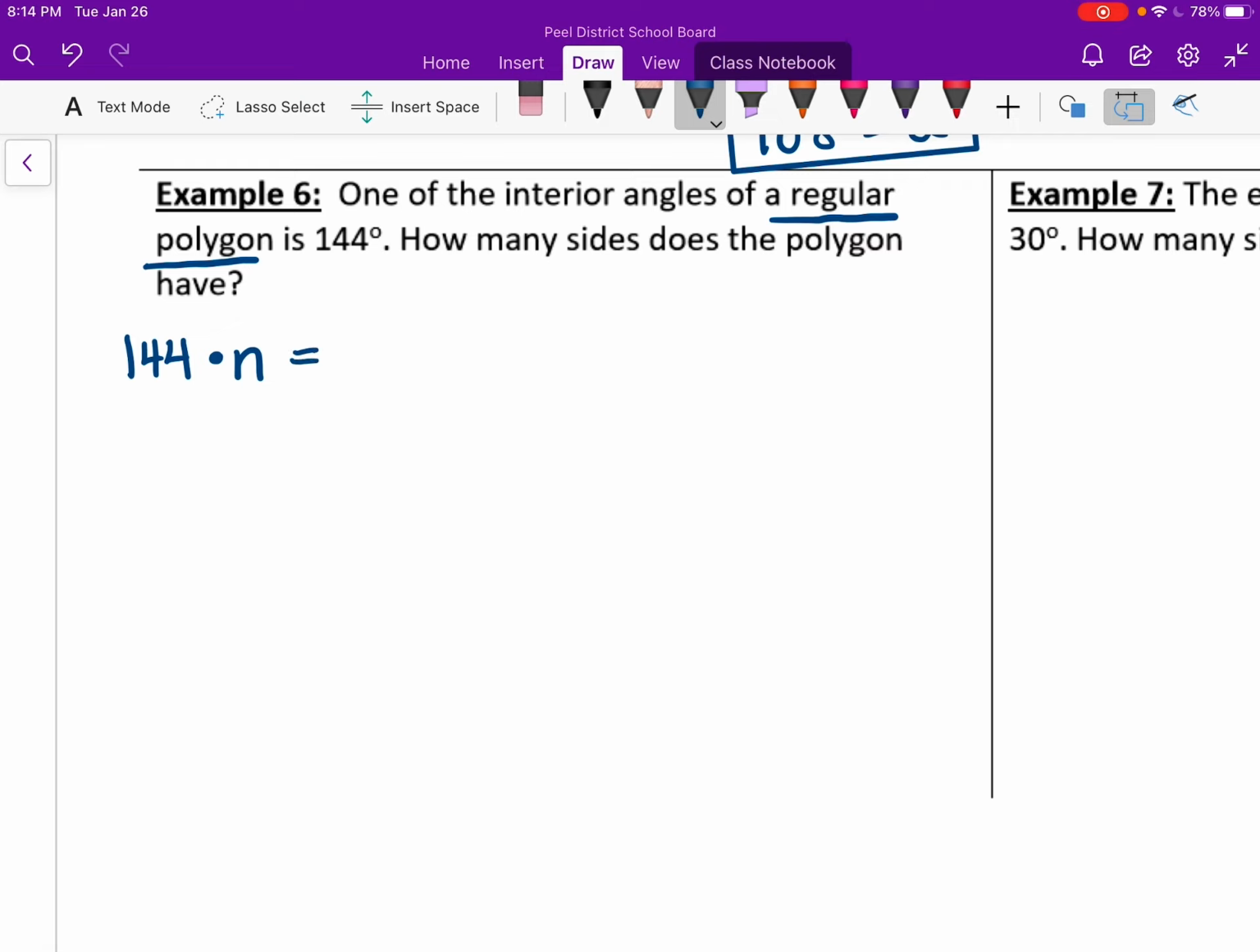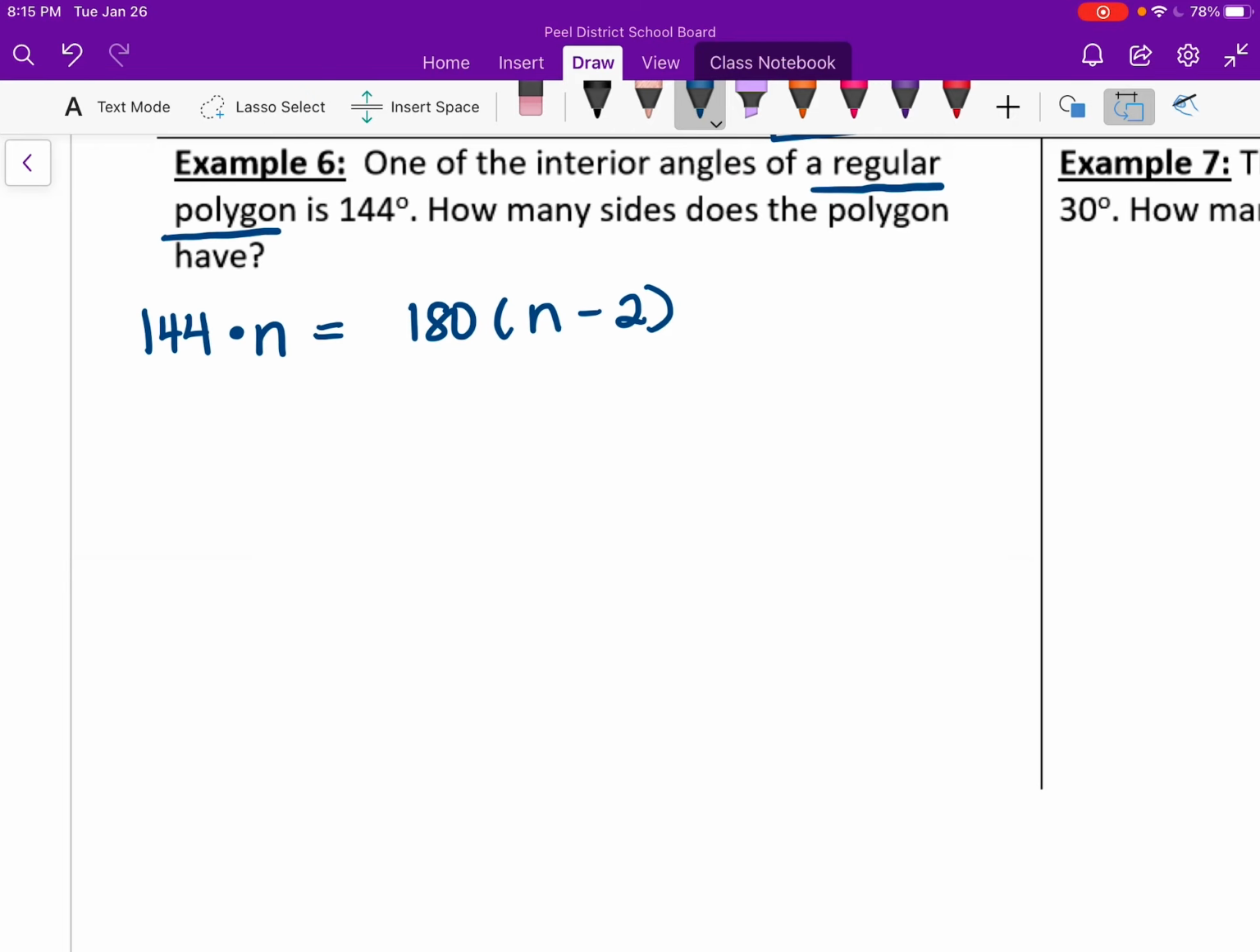And I know from this morning that 180 times n minus 2 is going to also indicate how much that sum of 144 times n is going to equal, right? So I'm going to take 144, multiply it by the sides that are available, and I know that that's going to equal the sum of all the interior angles, which is the equation for the sum of all the interior angles. So now, if we go back to unit 2, this becomes solving an equation where the variable is on both sides. We just want to solve for n, which is the number of sides. So let's just put that in.